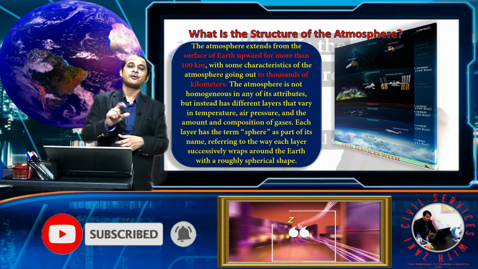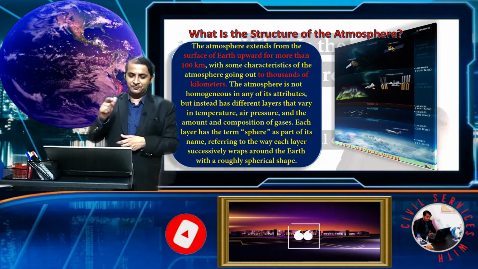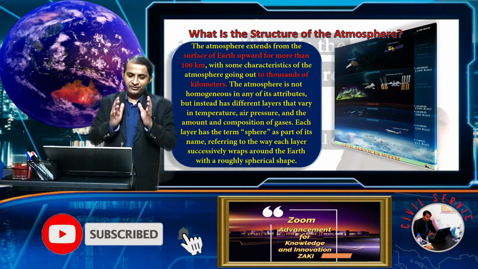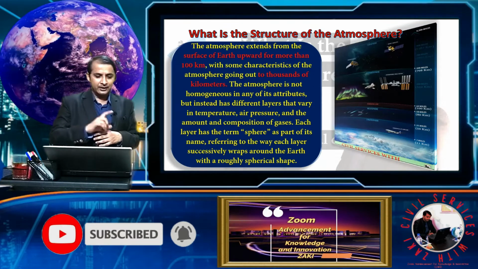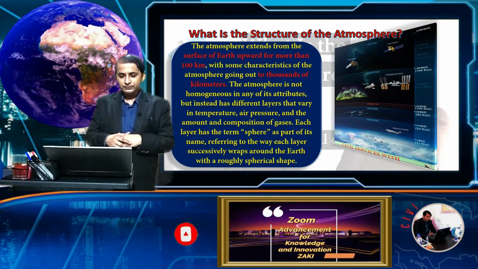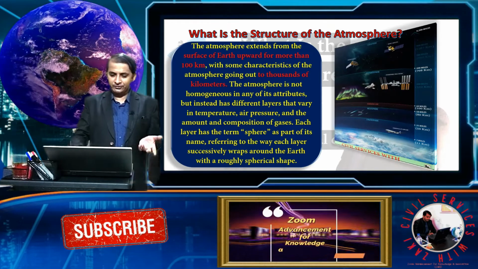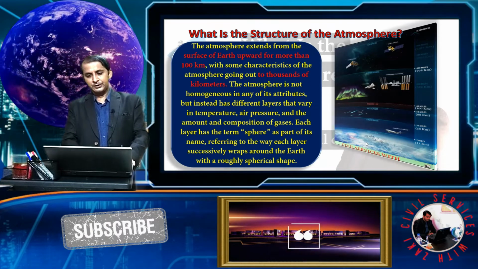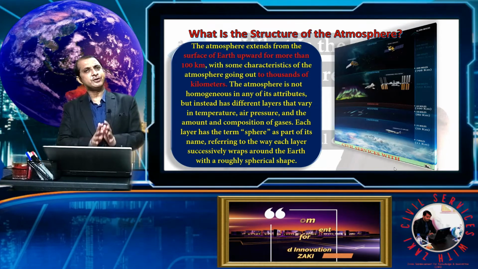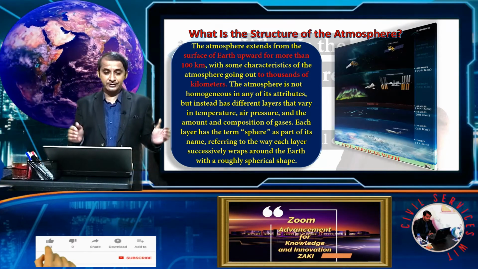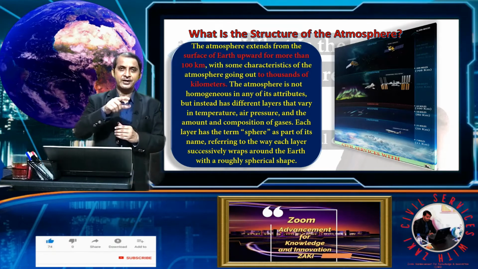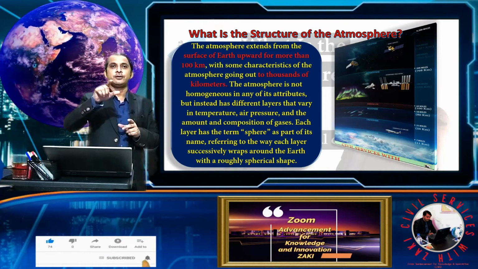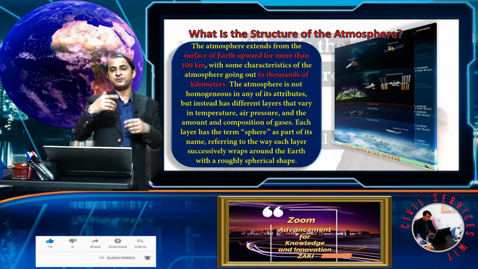Each layer has sphere as part of its name, referring to the way each layer successively wraps around the earth. If you see, it is roughly spherical, because the earth is a sphere. That's why it is called a sphere, meaning troposphere, stratosphere, etc.